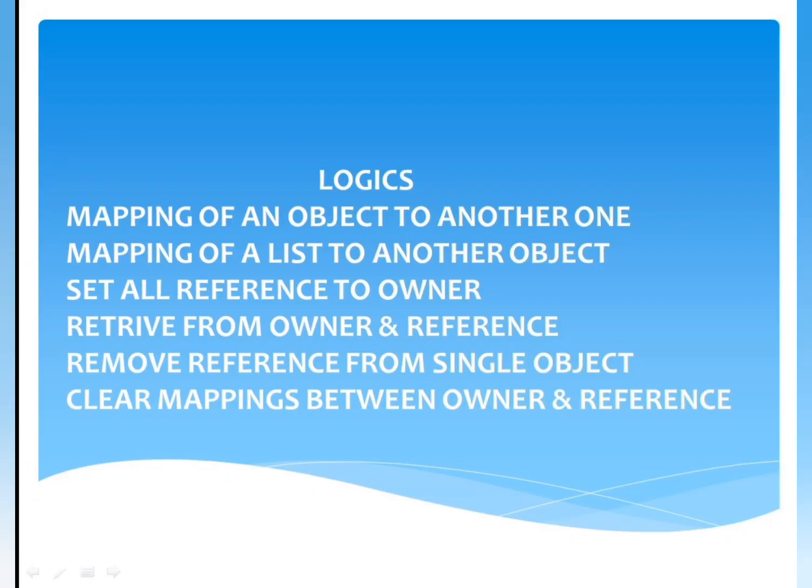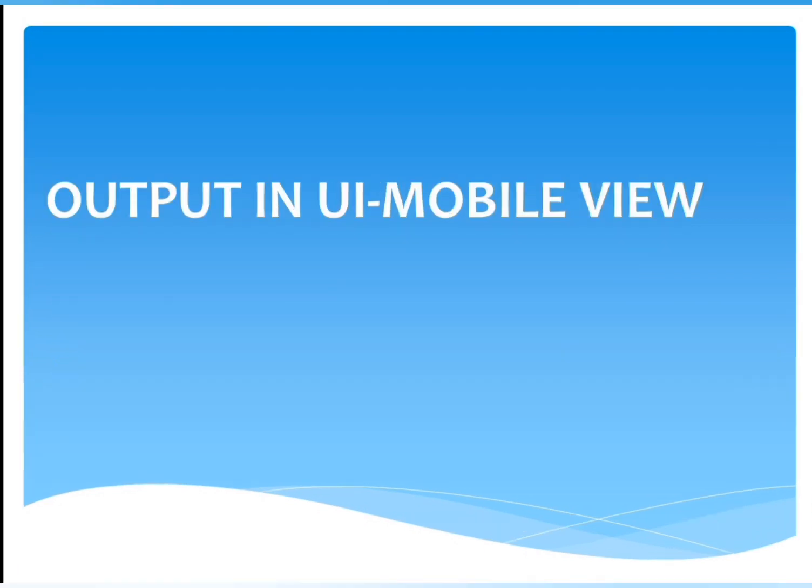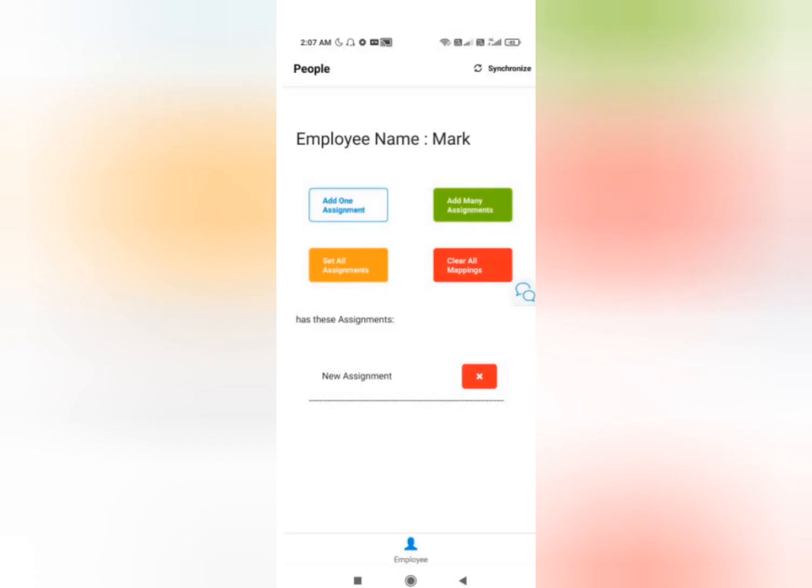So, we have seen 6 sets of logical solutions that overcome the mapping problem between the objects which have a many-to-many relationship using custom JS code via JSAction call in the NanoFlows. Let's see the outputs in the UI. In the mobile screen, this will be the home page.